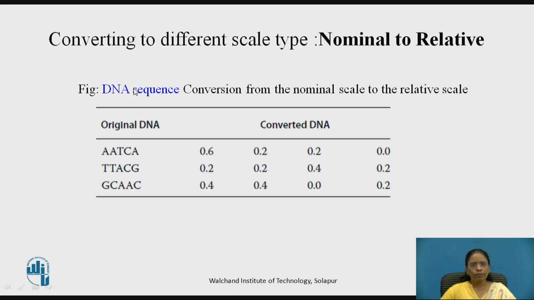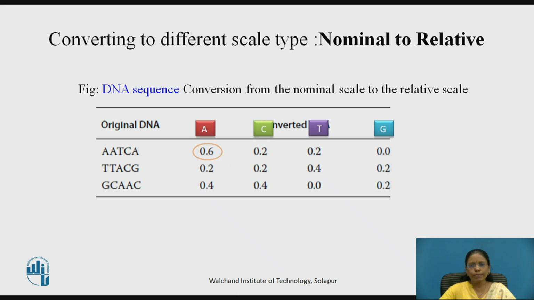Again, we can take the example of a DNA sequence wherein the same data is shown, but here, if you see, these values are converted as AATCA, not in the binary form, but as numbers: 0.6, and here 0.2, 0.2 and 0. What does it mean? What is this 0.6? Let us see this. This column represents A, the next column represents C, the third column represents T, and the last column represents G.